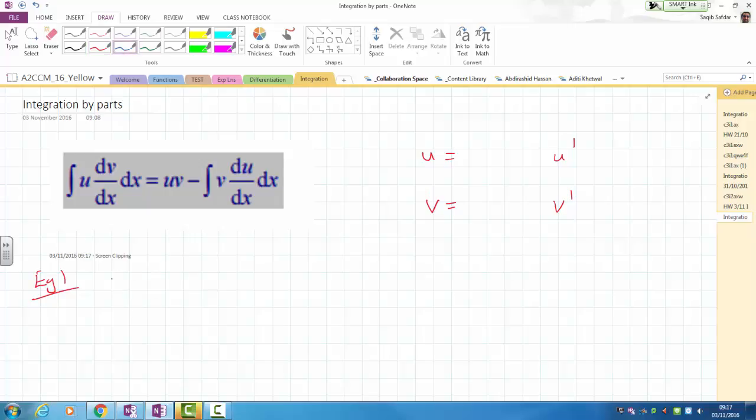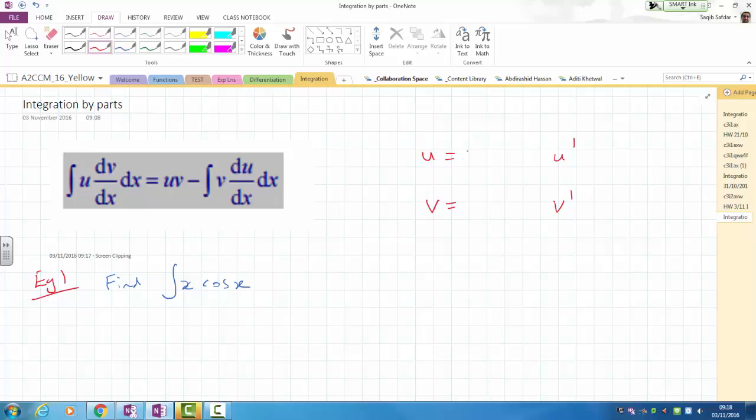So say I had to find the integral of x cos x. Now, we've got to decide which one of these is going to be u. Generally speaking, the way you decide is which one becomes easier to deal with once it's differentiated. Cos x, you differentiate, you get minus sin x. Whereas the x, when you differentiate it, you get 1. And so it's just become easier. I just deal with a constant now.